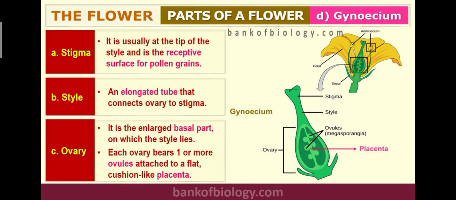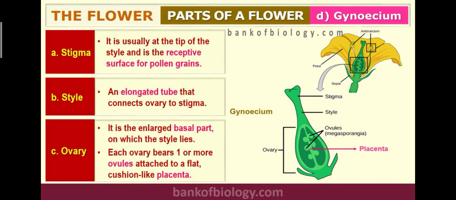Now the stigma is usually at the tip of the style and it is the receptive surface for pollen grains. ये जो stigma होता है वो receptive surface होता है, यही receive करता है किसको, pollen grains को. And the style is an elongated tube that connects the ovary to the stigma. In between, this elongated thin tube is present which connects the stigma to the ovary.